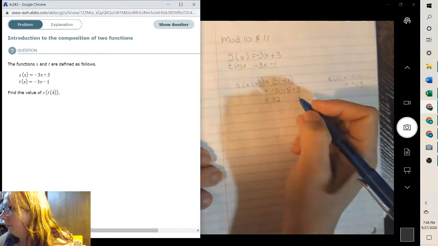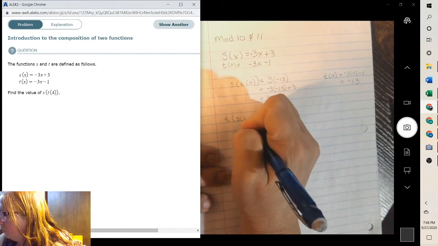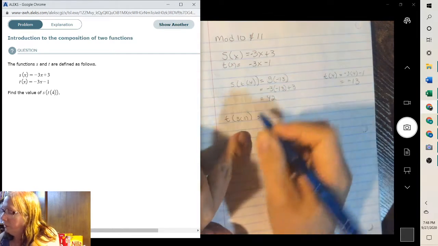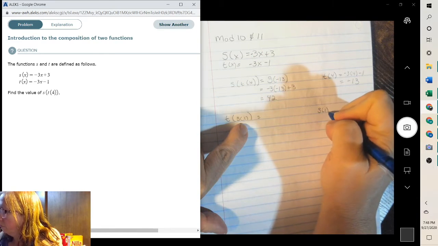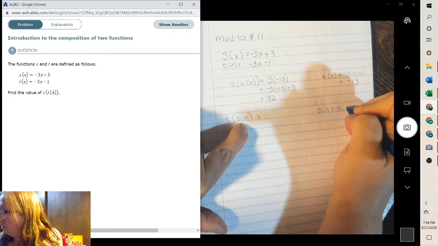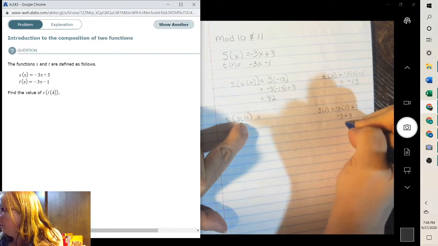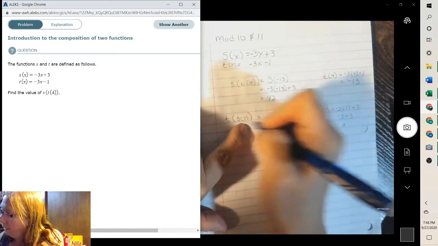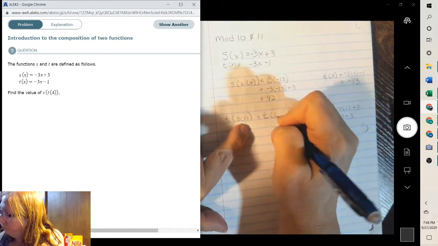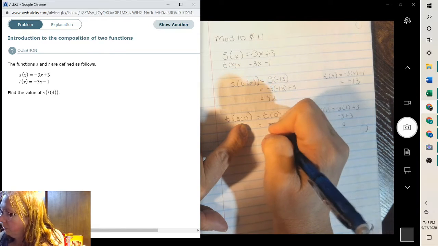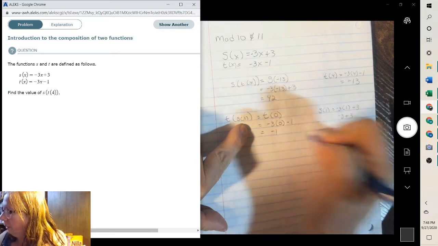Here, we'll just plug a value in. Let's find t of s of 1. So it's saying first find s of 1. Negative 3 times 1 plus 3. Negative 3 plus 3 is 0. So we take that answer and replace the s of 1, which is negative 3 times 0 minus 1, or negative 1.